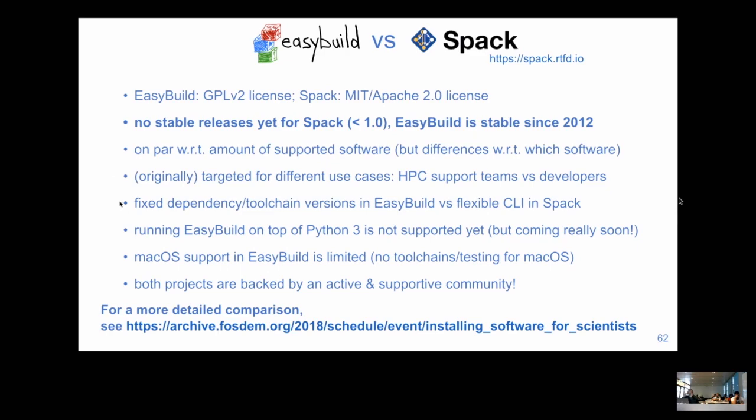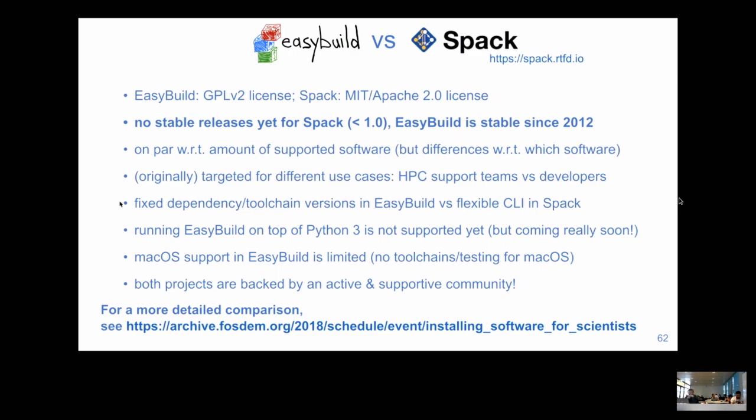As I already mentioned, the versions and the dependencies in EasyBuild certainly today are fixed, while in Spack you get a lot of flexibility and maybe a bit too much. So in my view, the optimal way is somewhere in the middle, and maybe at some point we will get there. EasyBuild does not work on top of Python 3 yet, but that will be fixed in the coming weeks. And we have little support for macOS, basically.